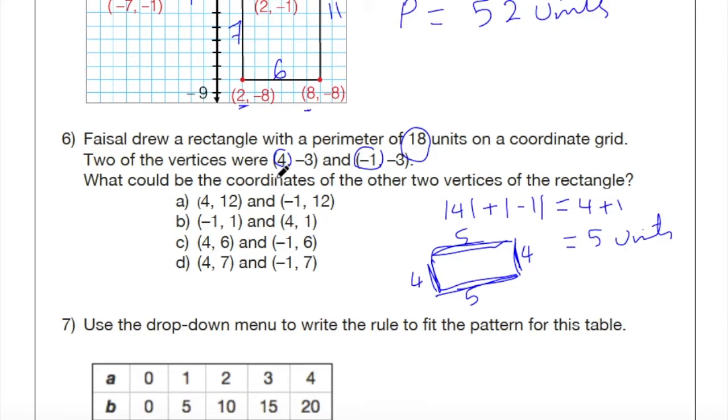Let us make sure by the other vertices. Here (4, 4), here (1, -3), so it will be 4 as well. So the answer will be the second choice.